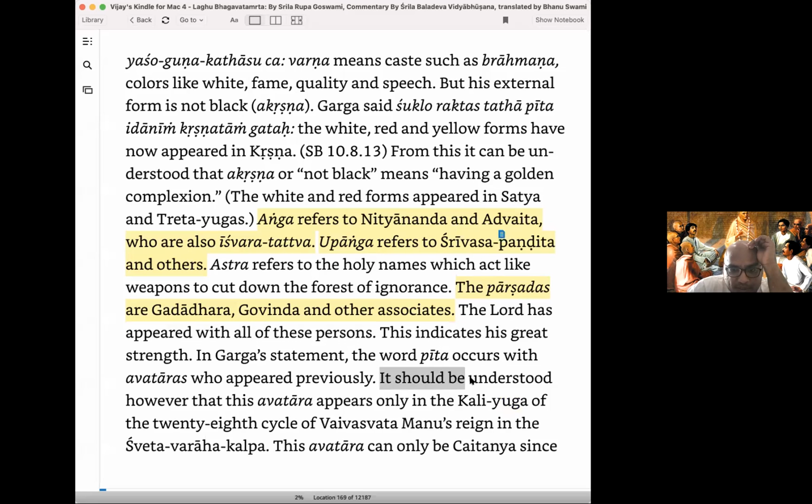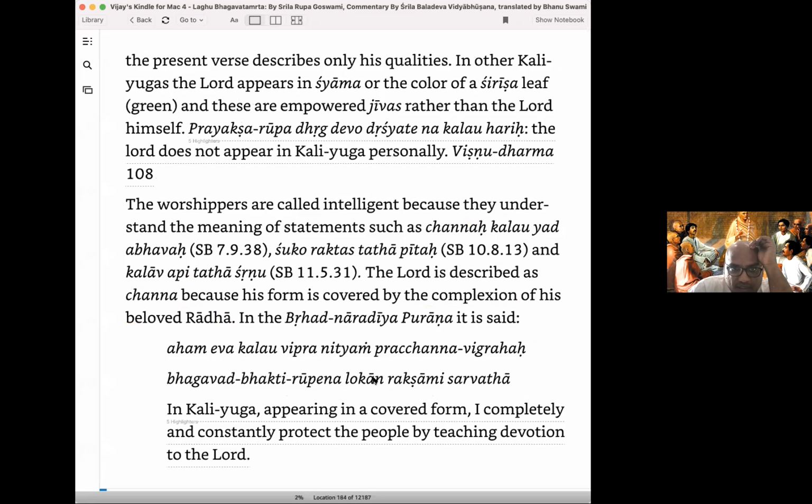It should be understood, however, that this avatara appears only in the Kali Yuga of the 28th cycle of Vaivasvata Manu's reign in the Shveta-varaha Kalpa. This avatara can only be Chaitanya, since the present verse indicates him in Kali. In other Kali Yugas, the Lord appears in Shyama, or the color of the Shirisha leaf, and these are empowered jivas rather than the Lord himself.